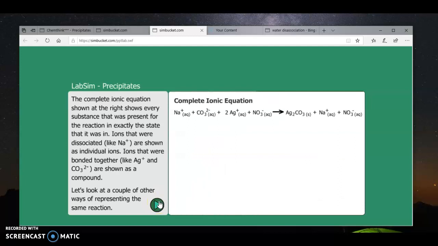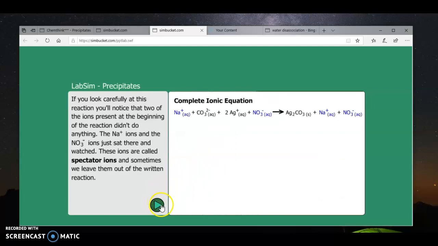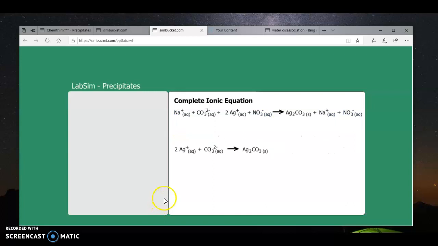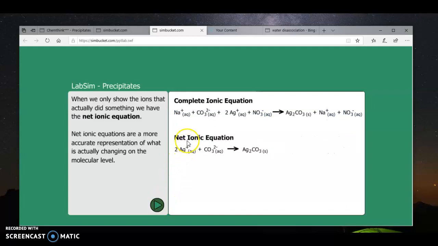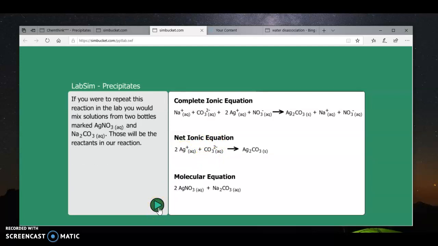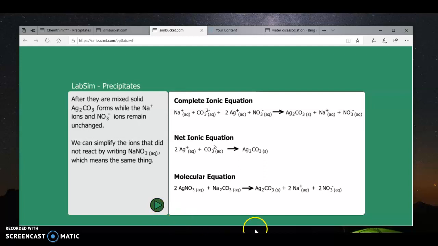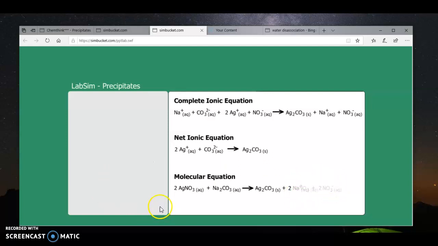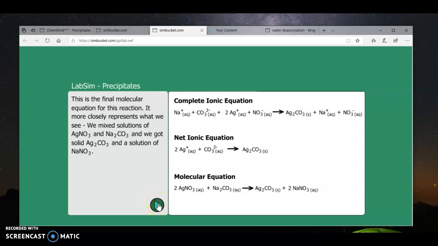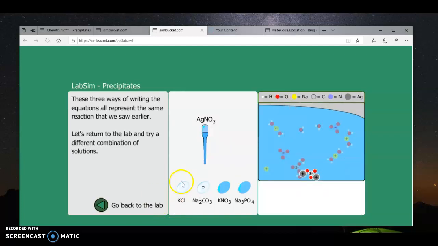This is the complete ionic equation for that process. And here's my net ionic equation for that process. The net ionic equation, as you remember, involves getting rid of the spectator ions. And here's my molecular equation. And for molecular equations, I would want you to write NaNO3 aqueous, not Na plus and NO3 minus.